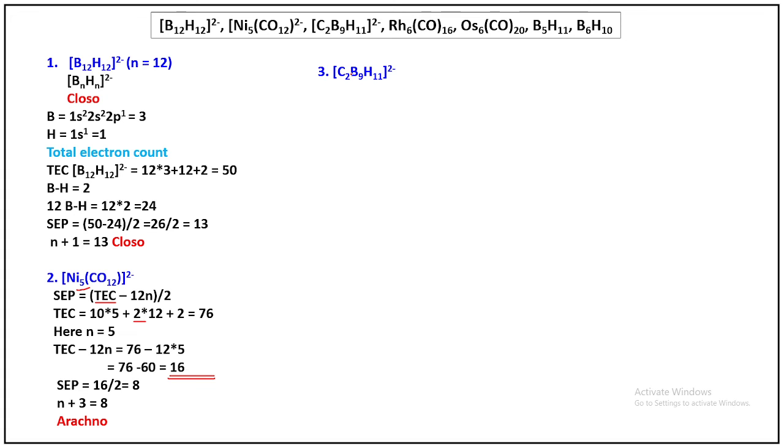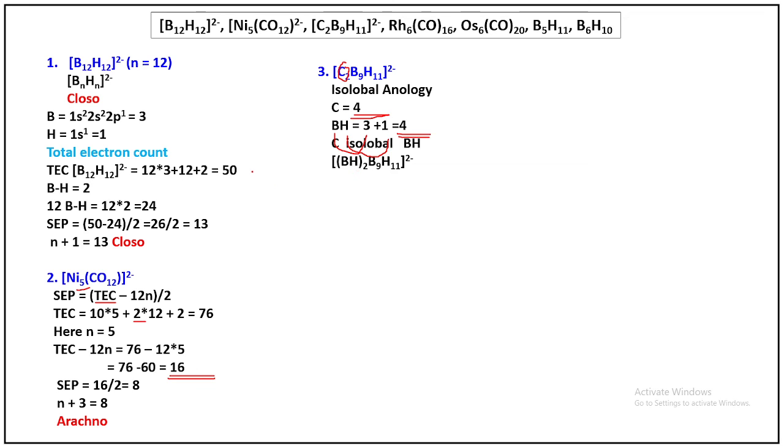C2B9H11 2 minus. Here carbon, boron and hydrogen are there. That means it's a carborane. In this case, we need to know one concept called the isolobal analogy. We know carbon has 4 valence electrons. Now each BH, boron has 3 and hydrogen has 1. So BH also has a total of 4 electrons. So in such cases, we say that carbon is isolobal to BH. So we can replace each carbon in this cluster with a BH.